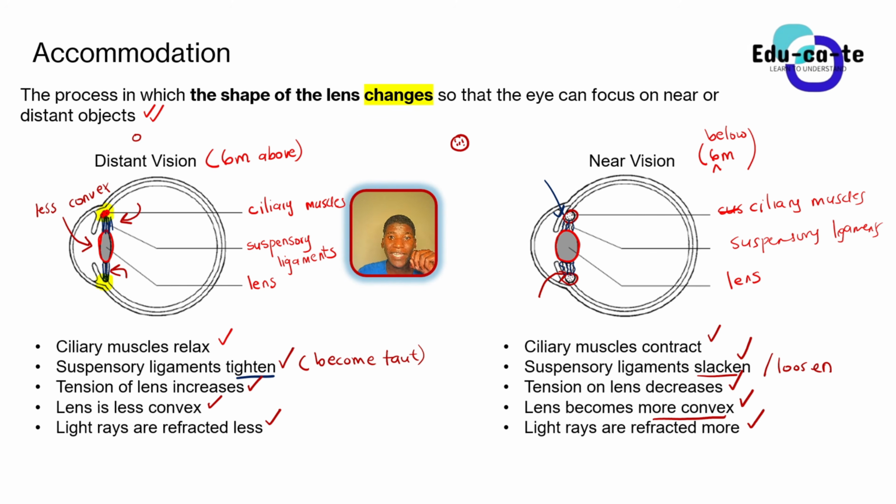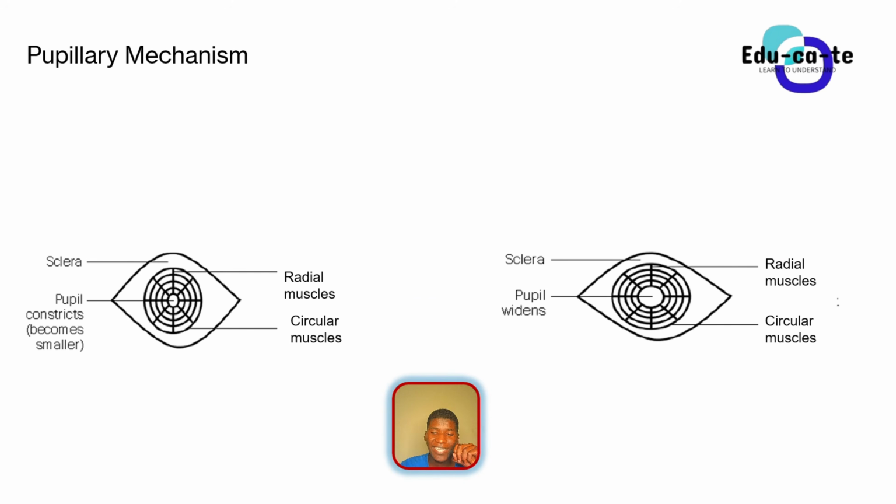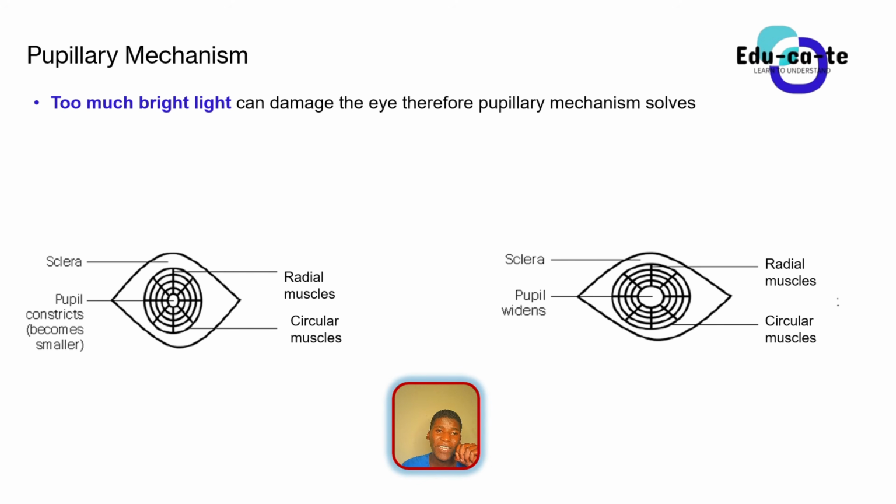Now let's look at the pupillary mechanism. The basics of the pupillary mechanism start at understanding that too much bright light can damage the eye. Therefore, the pupillary mechanism solves that. Remember, we have said that the pupil is this hole that allows light to enter into your eye. From these diagrams, you must be able to see that this round shape is the pupil.